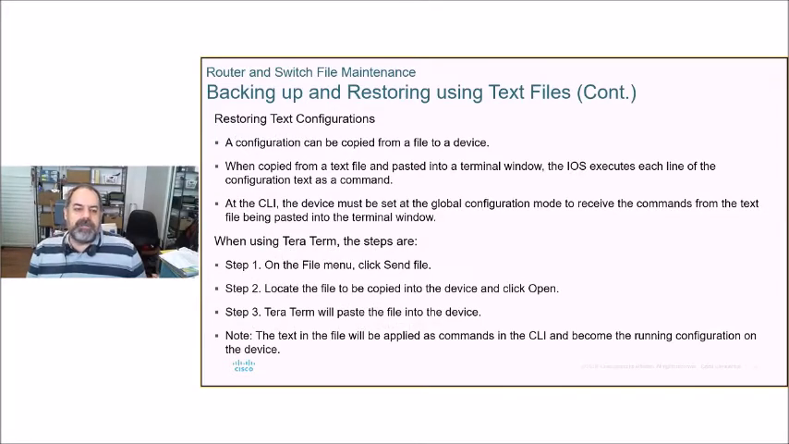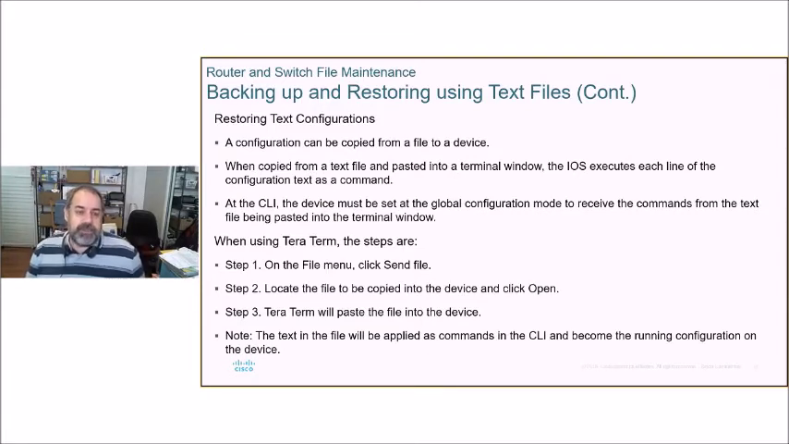A configuration can be copied from a file to a device. When copied from a text file and pasted into a terminal window, IOS executes each line of the configuration text as a command. At the CLI, the device must be set at global config mode to receive the commands from the text file being pasted into the terminal window. You've probably noticed I often do EN and then conf t at the front of my text files as well, just so I don't have to type anything.